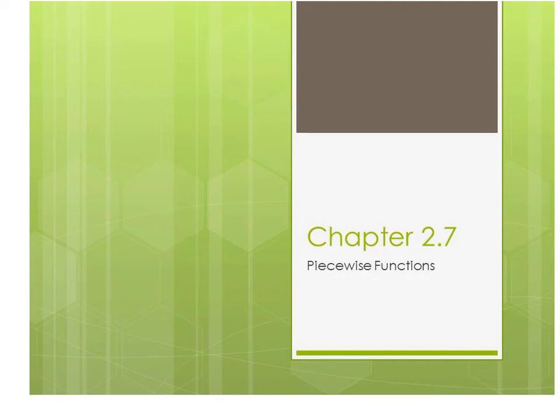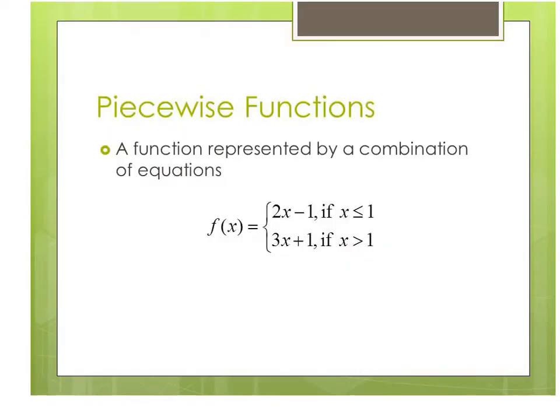Hello and welcome to Algebra 2, Chapter 2.7, and today we're going to discuss piecewise functions. A piecewise function is just a combination of equations that are put together, and depending on the x that you use, that determines which equation you will evaluate from. Here we have 2x minus 1. You're going to use that if x is less than or equal to 1, but if x is greater than 1, you use this other function. So let me show you how to evaluate them.